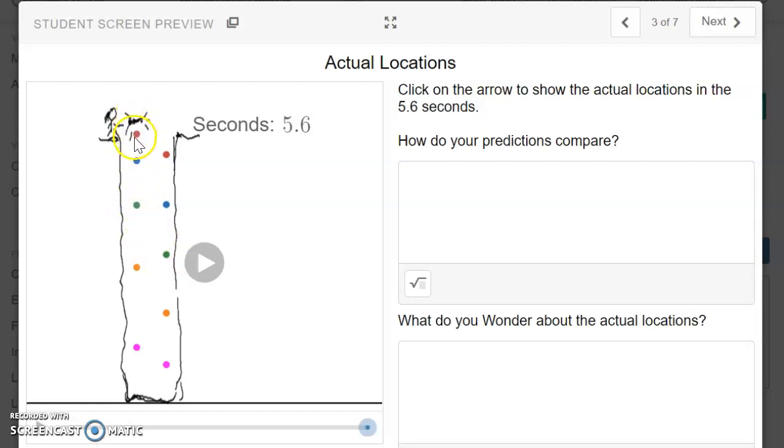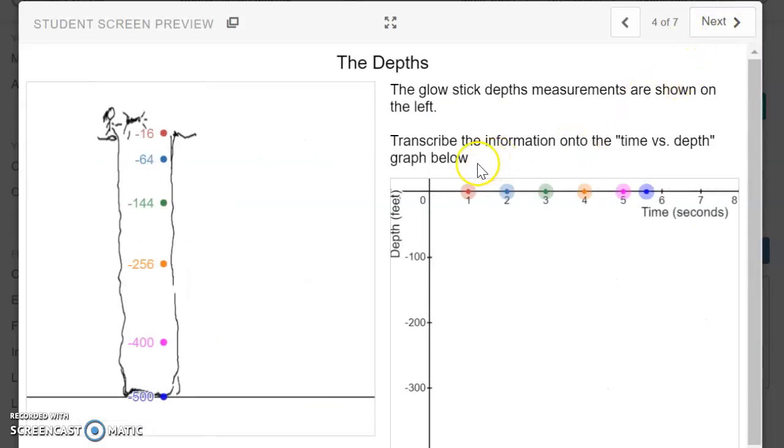Notice how the distance seems to be increasing each second. So the first second, it only traveled this far. The second, it traveled this far. Third, fourth, and fifth, and the sixth is not as much because it's only part of the whole second. Okay, so that's what's happening. How did your predictions compare? What do you wonder about the actual locations? Please enter your thought.